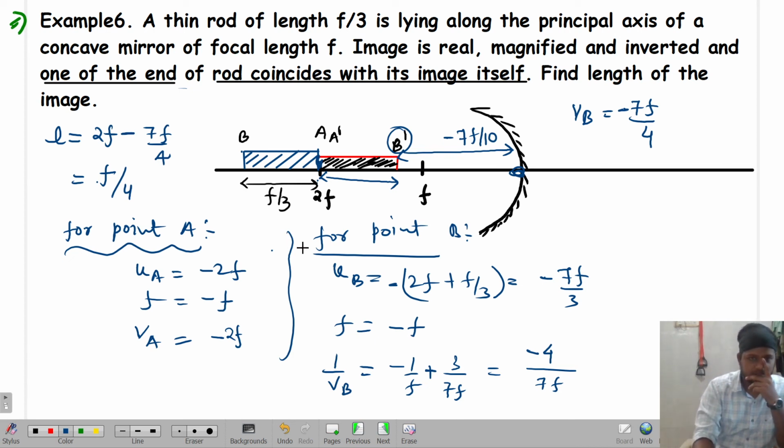Are we doing any mistake? The answer is no. We are not doing any kind of mistake. The object is placed beyond the center of curvature. It will form between the center of curvature and focus. The image is real, magnified, and inverted.